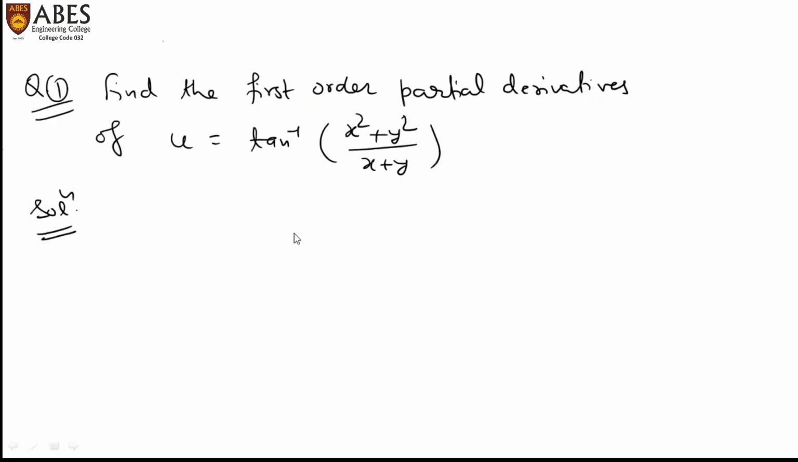Let us move on. Now we are going to discuss some numericals of these partial derivatives. So the very first question is: find the first order partial derivatives of u equals tan inverse of (x square plus y square) upon (x plus y). So let us solve this problem.